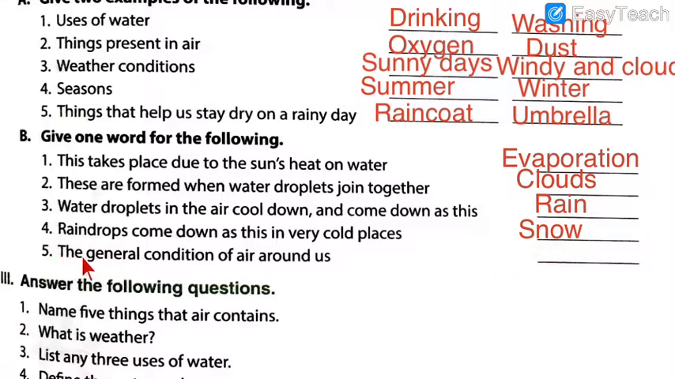Number 5, which is the last given word. The general condition of air around us. Your time starts now. 5, 4, 3, 2, 1, 0. What is the correct answer? So the correct answer is weather, because the condition of the air around us is known as weather. Weather changes, isn't it so?